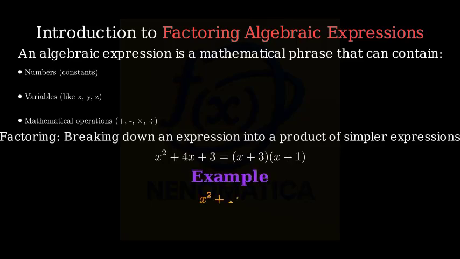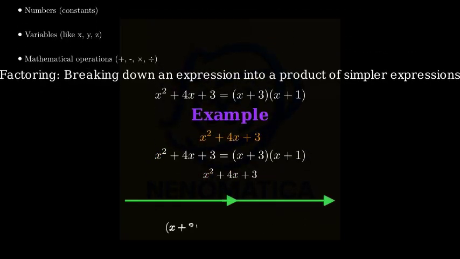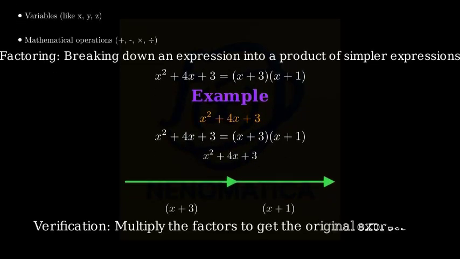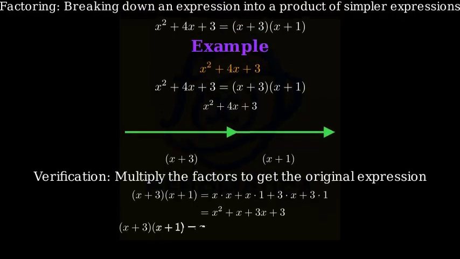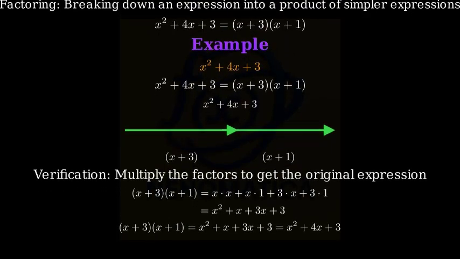Let's look at a concrete example to better understand this concept. Here we have x squared plus 4x plus 3. This can be factored as x plus 3 times x plus 1. We can verify this factorization by multiplying these factors together. Let's expand x plus 3 times x plus 1 using the distributive property. First, we multiply x by x to get x squared. Then we multiply x by 1 to get x. Next, we multiply 3 by x to get 3x, and finally, we multiply 3 by 1 to get 3. Combining like terms, we get x squared plus 4x plus 3, which matches our original expression.